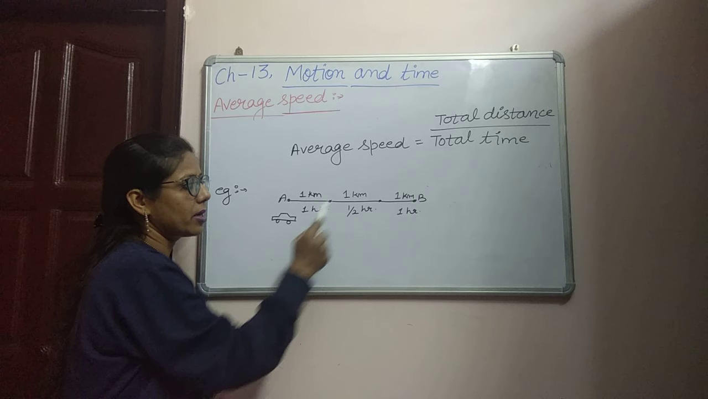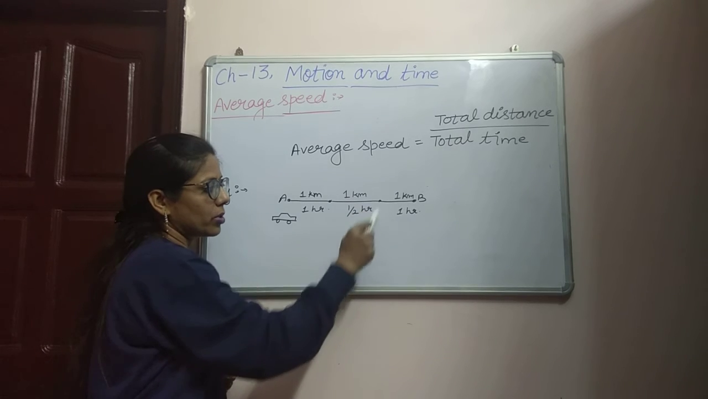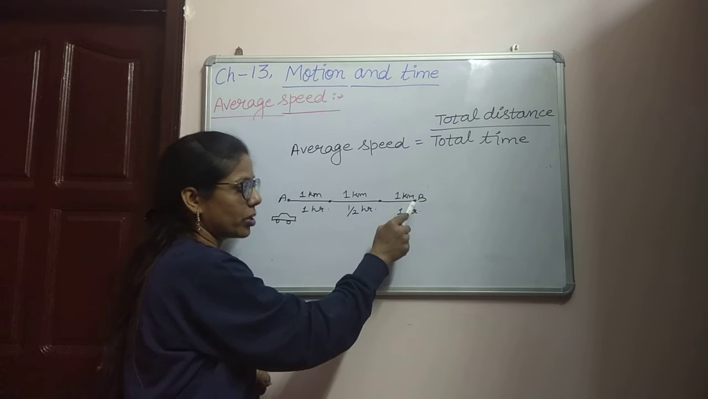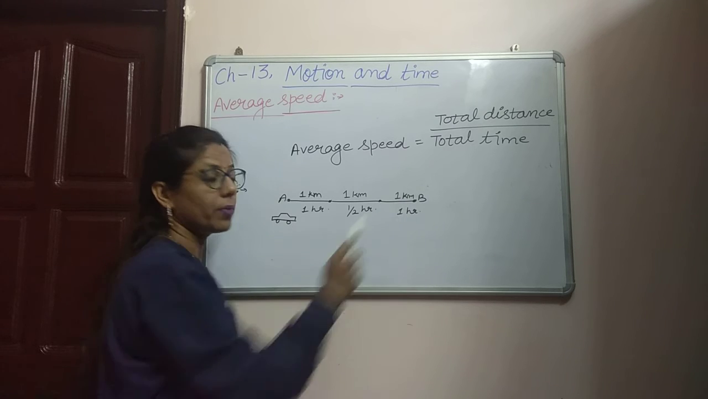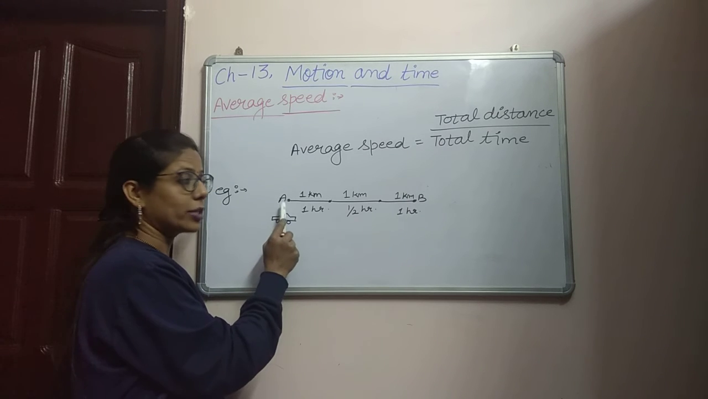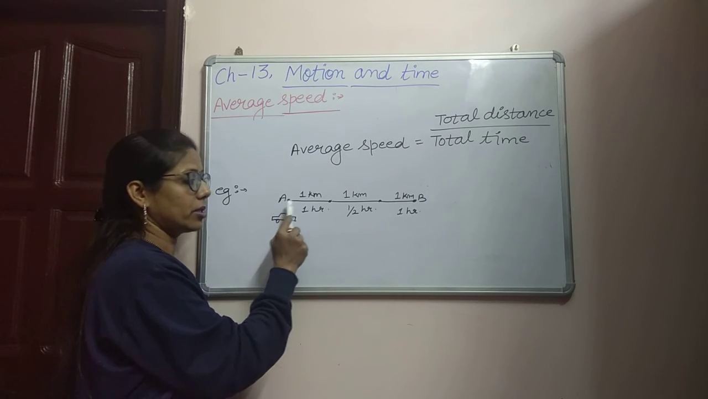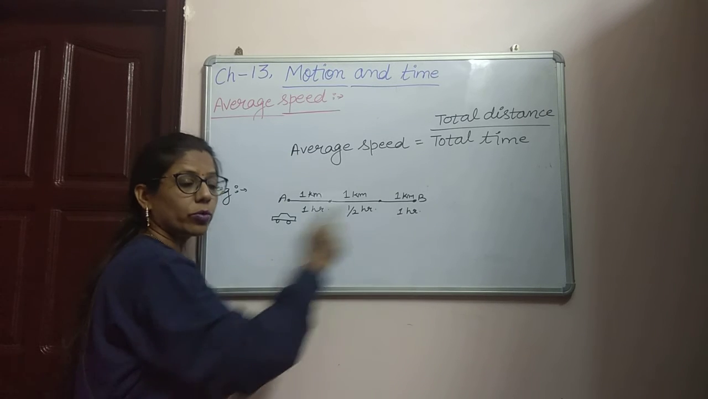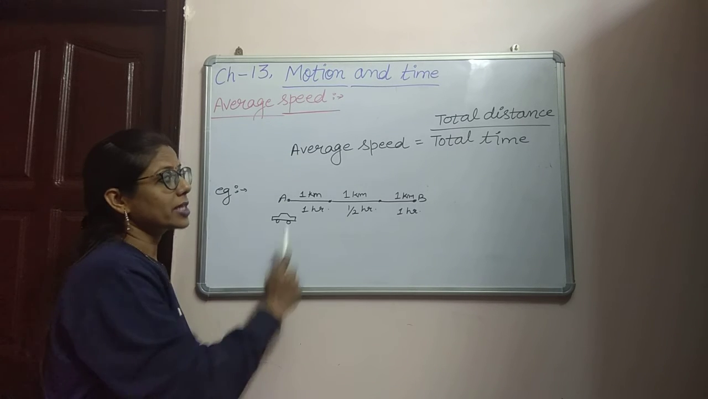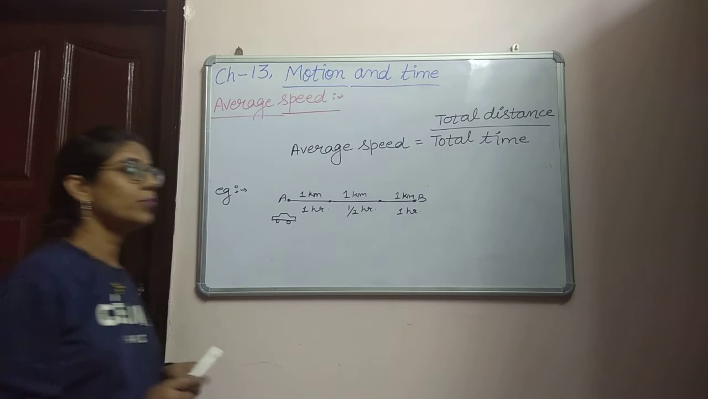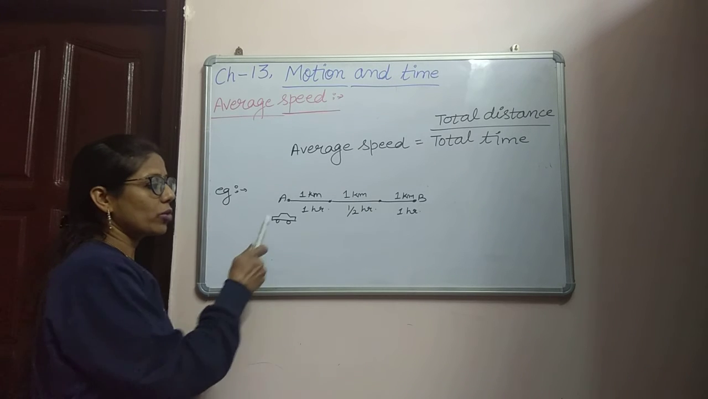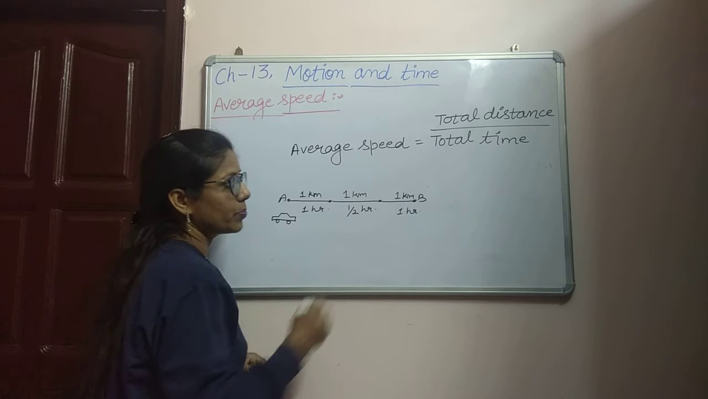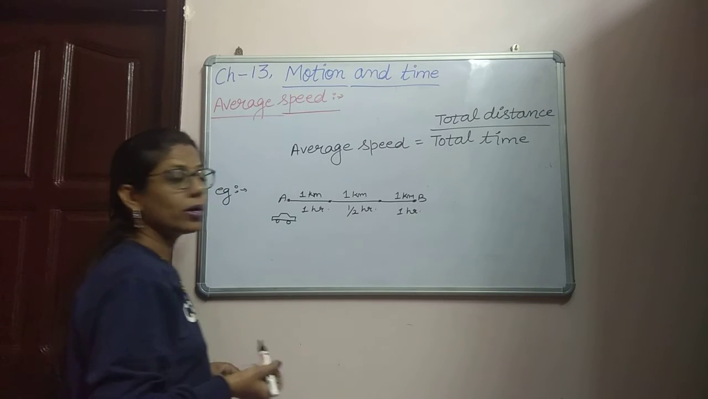So we can say from this point to this point, the speed of this object is 1 kilometer per hour, and from this point to this point, the speed of the object is 1 kilometer per half an hour, and from this point to this point, the speed of the object is 1 kilometer per hour. But we can't say the actual speed of the object from reaching this point to this point, because again and again the speed of the object is changing. So in this case we have to calculate the average speed of the object, because the formula of the average speed is total distance divided by total time.